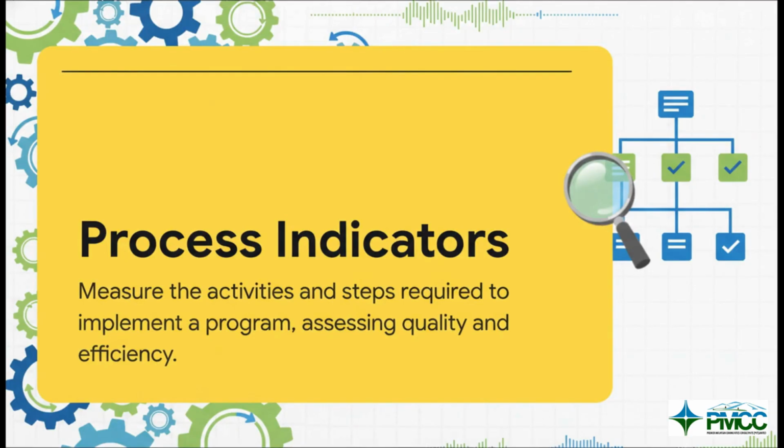Next, we have process indicators. Okay, so if inputs are the fuel you put in the car, process indicators are what measure if the engine is running smoothly. They look past what we have and focus on how we're actually doing things. Are we sticking to the plan? And this is so crucial because it lets you spot problems early and fix them while the project is still going on.